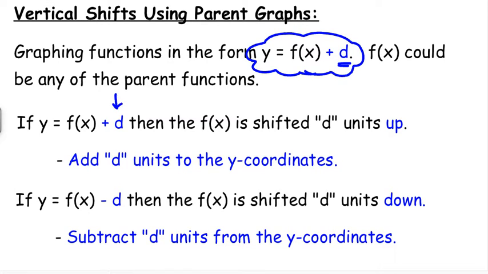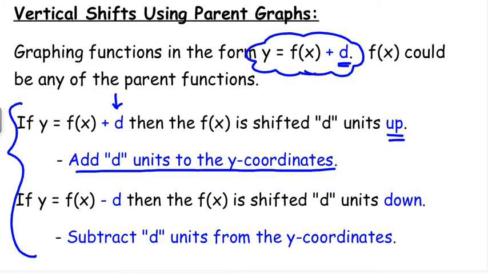Now, if the d value is positive, you're going to move up. And how you find the new set of ordered pairs is you're going to add d to all the y values, because y represents the vertical, the up and down. So I want you to go ahead and write down this entire thing. If you need to pause it, go ahead and do so.